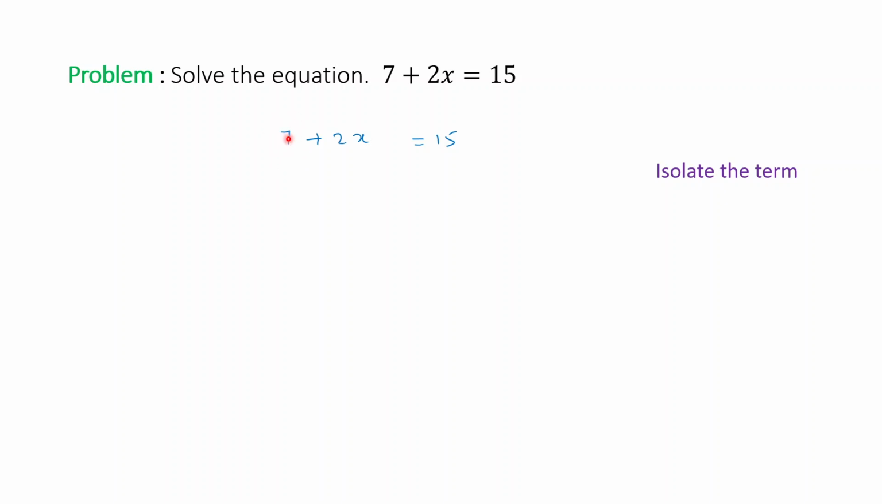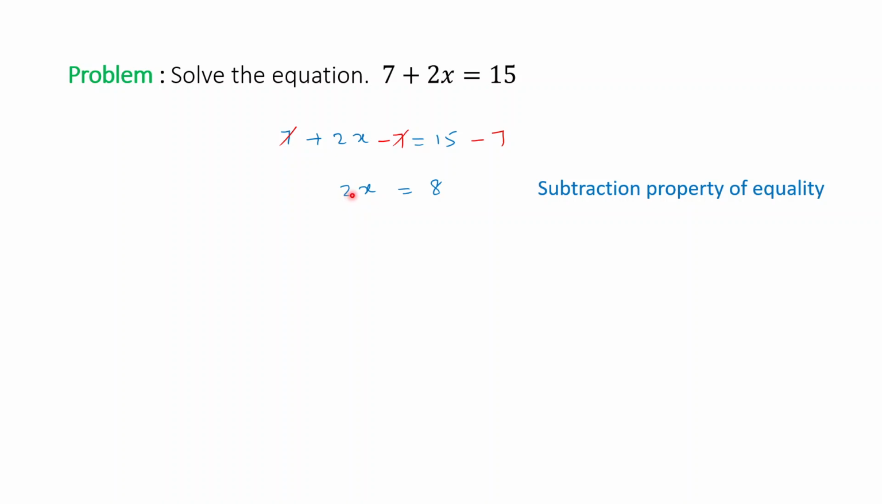This is positive 7. To remove this, you subtract a 7 from both sides. So here, I am using the subtraction property of equality. You can cancel positive 7, negative 7. So now you have 2x on the left hand side, that is equal to 15 minus 7, 8.